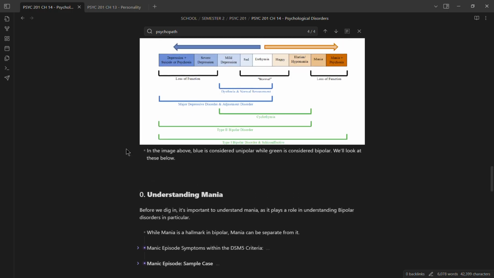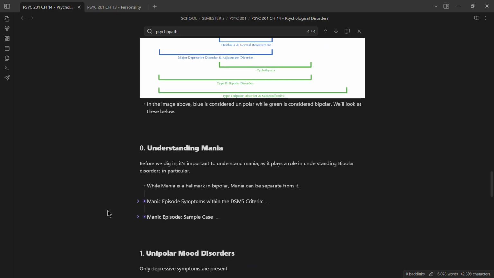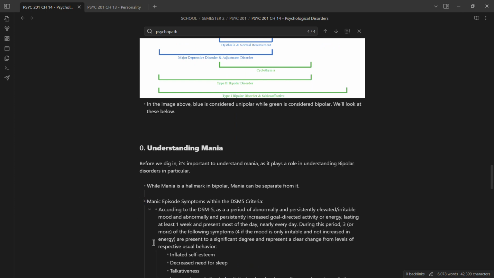So first, we mentioned mania. Remember, mania is in the far right side of this kind of emotional spectrum that we had looked at when establishing unipolar versus bipolar. Mania was on the far right side. We got to understand this because mania plays a huge role in bipolarism. Again, mania is a hallmark in bipolar, but you can have mania without having bipolar disorder.